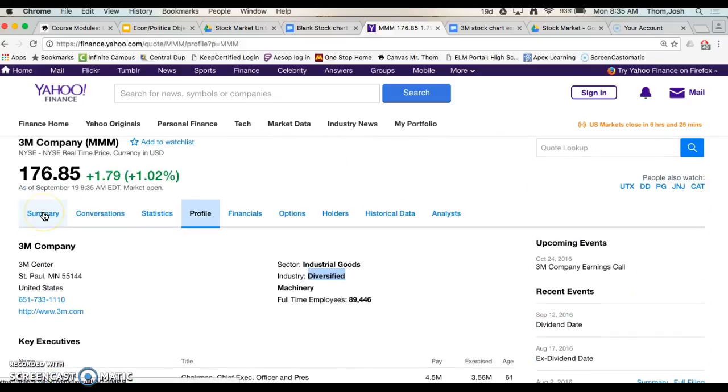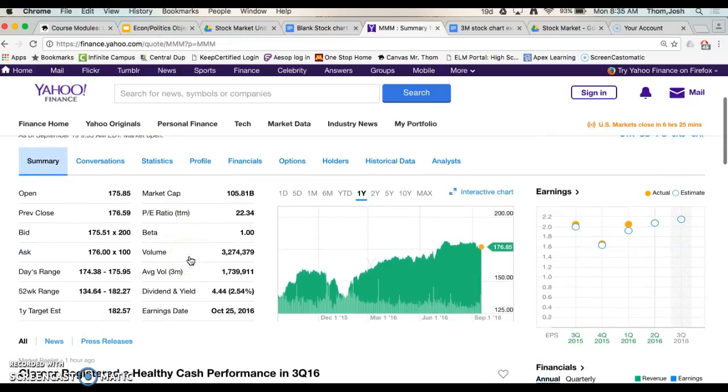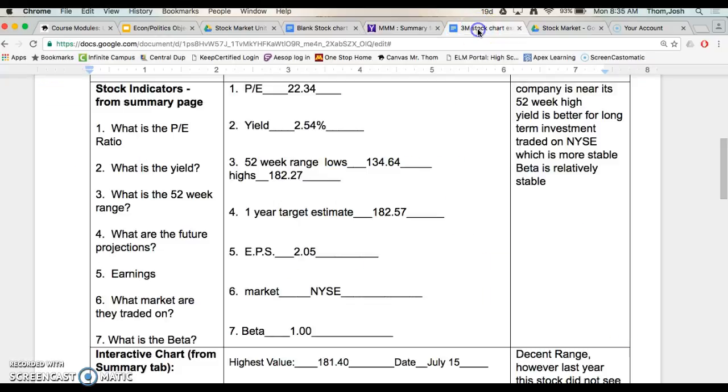The summary tab is up here at the top. It's listed in blue. There's a hyperlink to it, and you're going to find all that information in here. PE ratio is right here. 22.34 is what it's listed at currently, and that's what I put in here. You might access this in a couple of days and that number might be different, and that's fine. They're not always going to be the same. These numbers are always changing. They're all relative to what has happened in the market. It's all based on past performance of the stock.